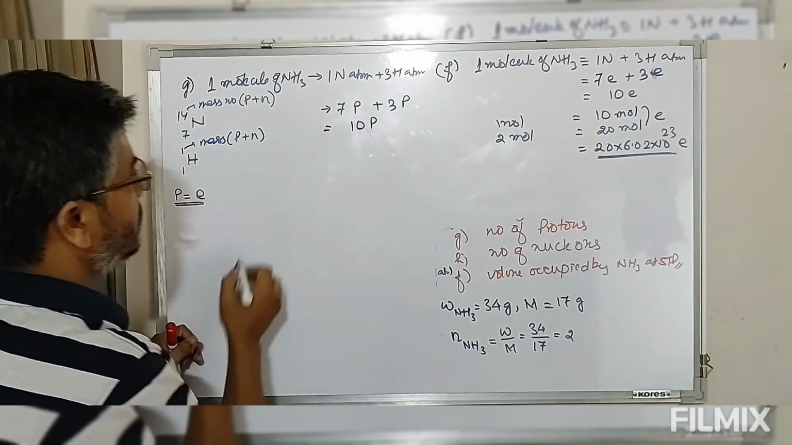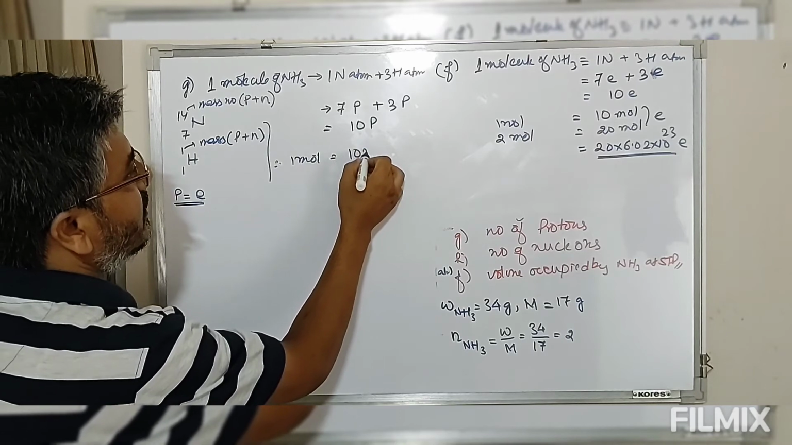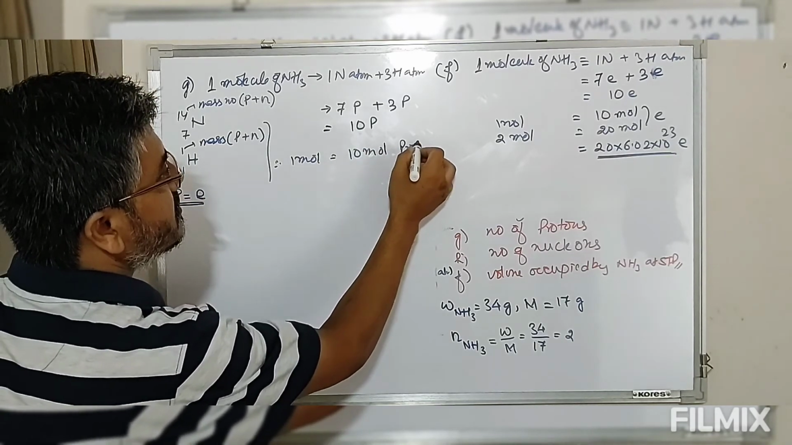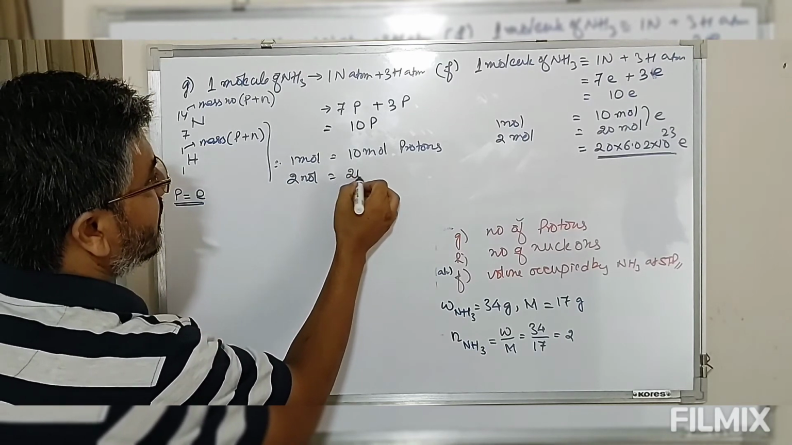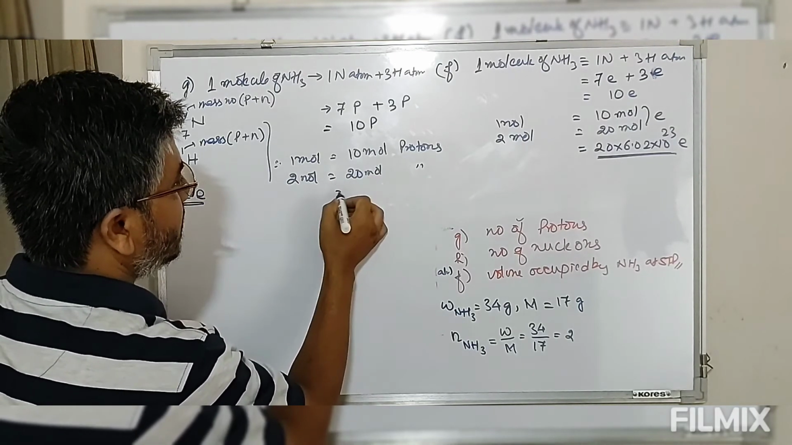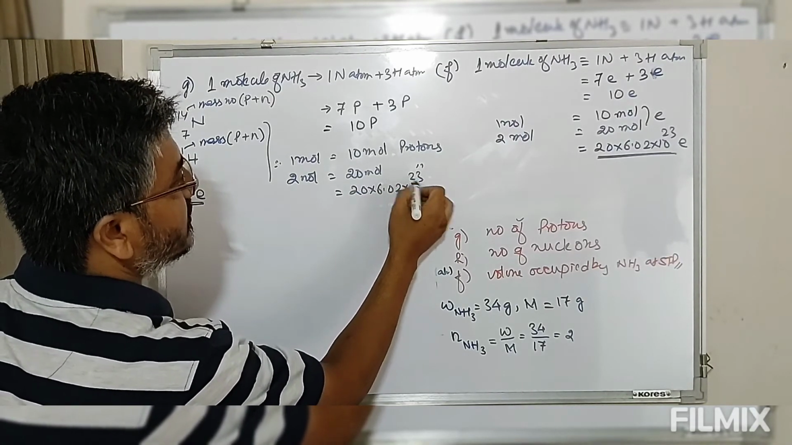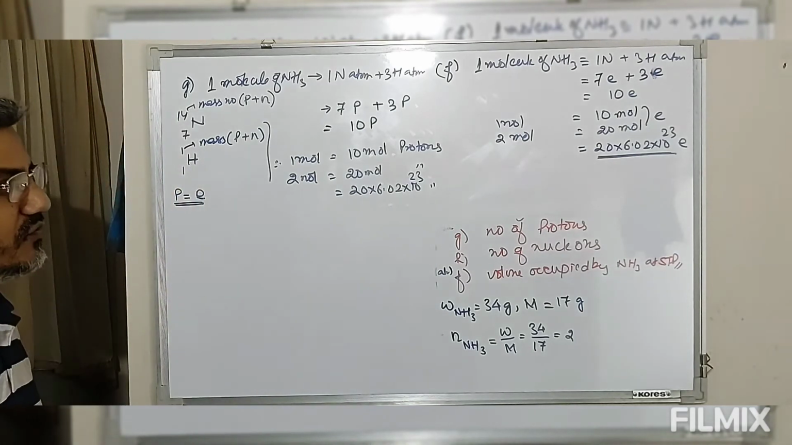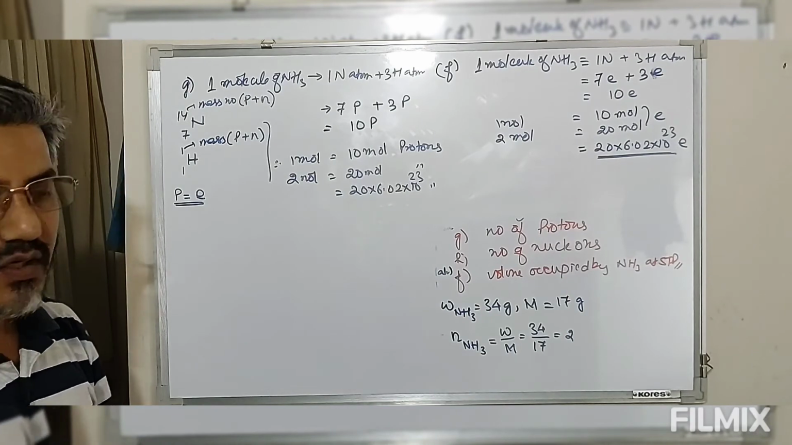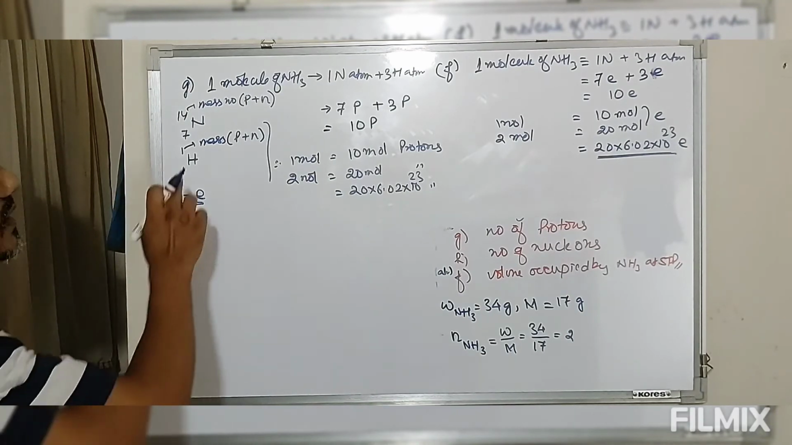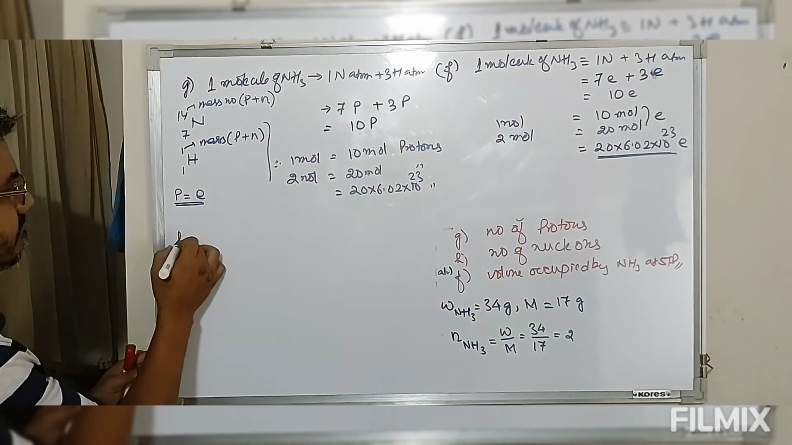10 protons. So therefore 1 mole will contain 10 mole protons, and so 2 mole will have 20 mole protons, that is 20 into 6.02 into 10 to the power 23 protons. Simply, in a neutral atom, the number of electrons is always equal to the number of protons. So this is the number of protons present in 34 gram of ammonia.